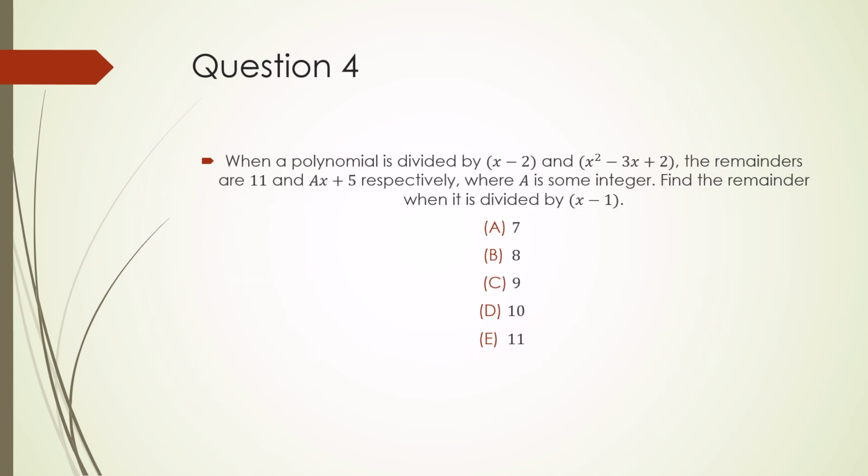In this question, there is a polynomial that is unknown to us, but it is known that when it is divided by two different divisors, it yields two different remainders which are made known to us. We are told to find the remainder when it is divided by another divisor, which is x minus 1.